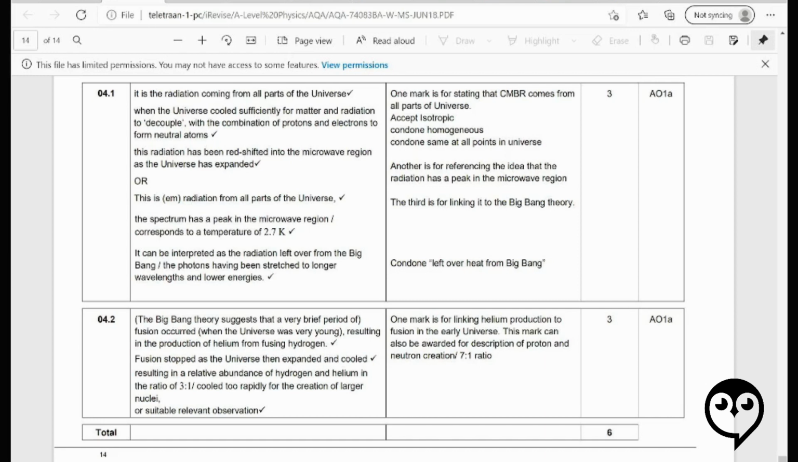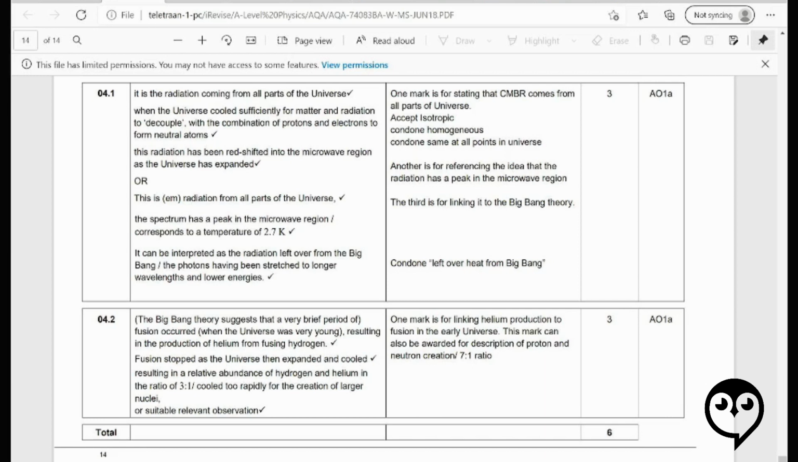But here we go. That's fine, because they're talking up above about combinations of protons and electrons. You're not going to have fusion of hydrogen happening before that. But anyway, fusion stopped as the universe expanded and cooled. I suppose at the very beginning you would have had some fusion happening, but then as the universe expanded and moved apart, we wouldn't have that anymore. It's like having the reverse conditions for a star to be formed, I suppose. Resulting in the relative abundance of helium and hydrogen.